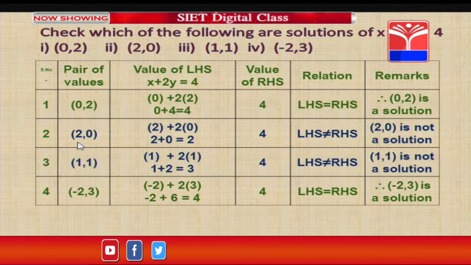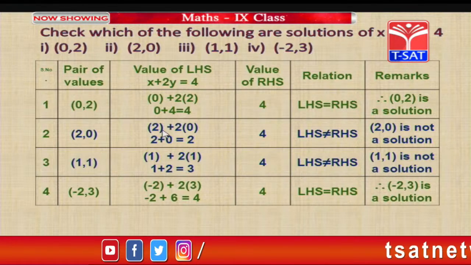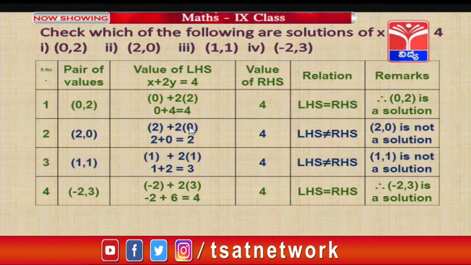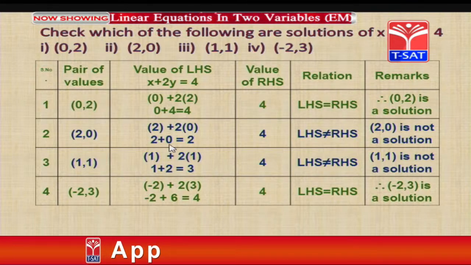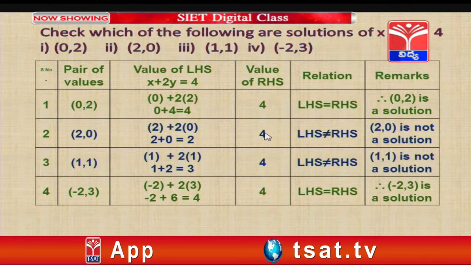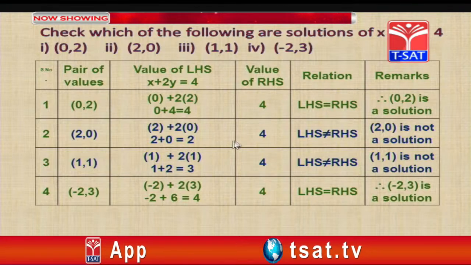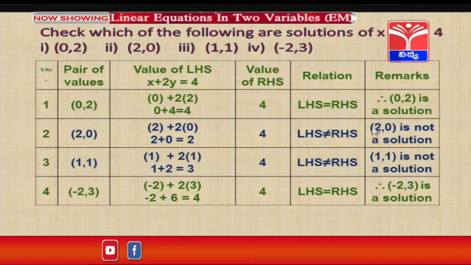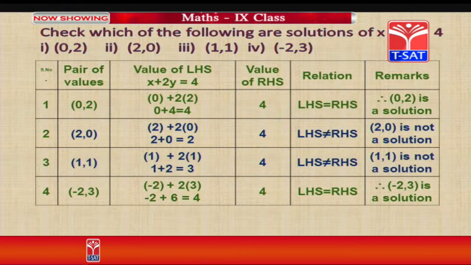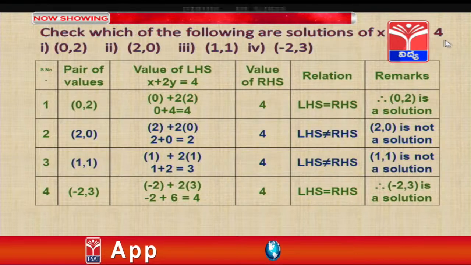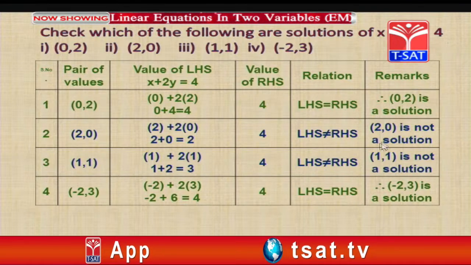Now, come to the next, (2, 0). In place of x you have 2, in place of y you have 0. 2 plus 2 into 0, 2 plus 0, how much is it? 2. Is it equal to the right hand side? 2 is not equal to 4, that means I can say left hand side is not equal to right hand side, LHS is not equal to RHS. The point (2, 0) is not a solution to the given equation x plus 2y is equal to 4. (2, 0) is not a solution.